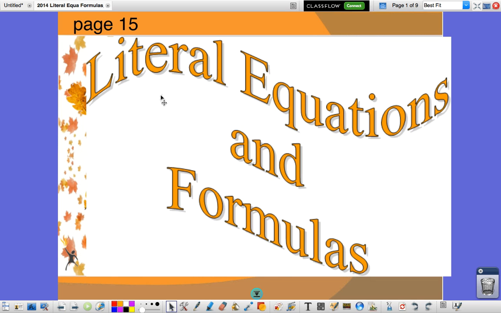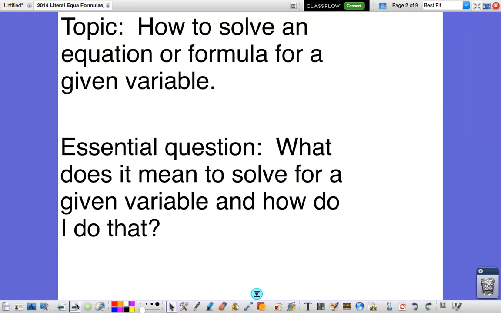So today we're going to talk about literal equations and formulas. Topic is how to solve an equation or formula for a given variable. The central question is, what does it mean to solve for a given variable and how do I do that?